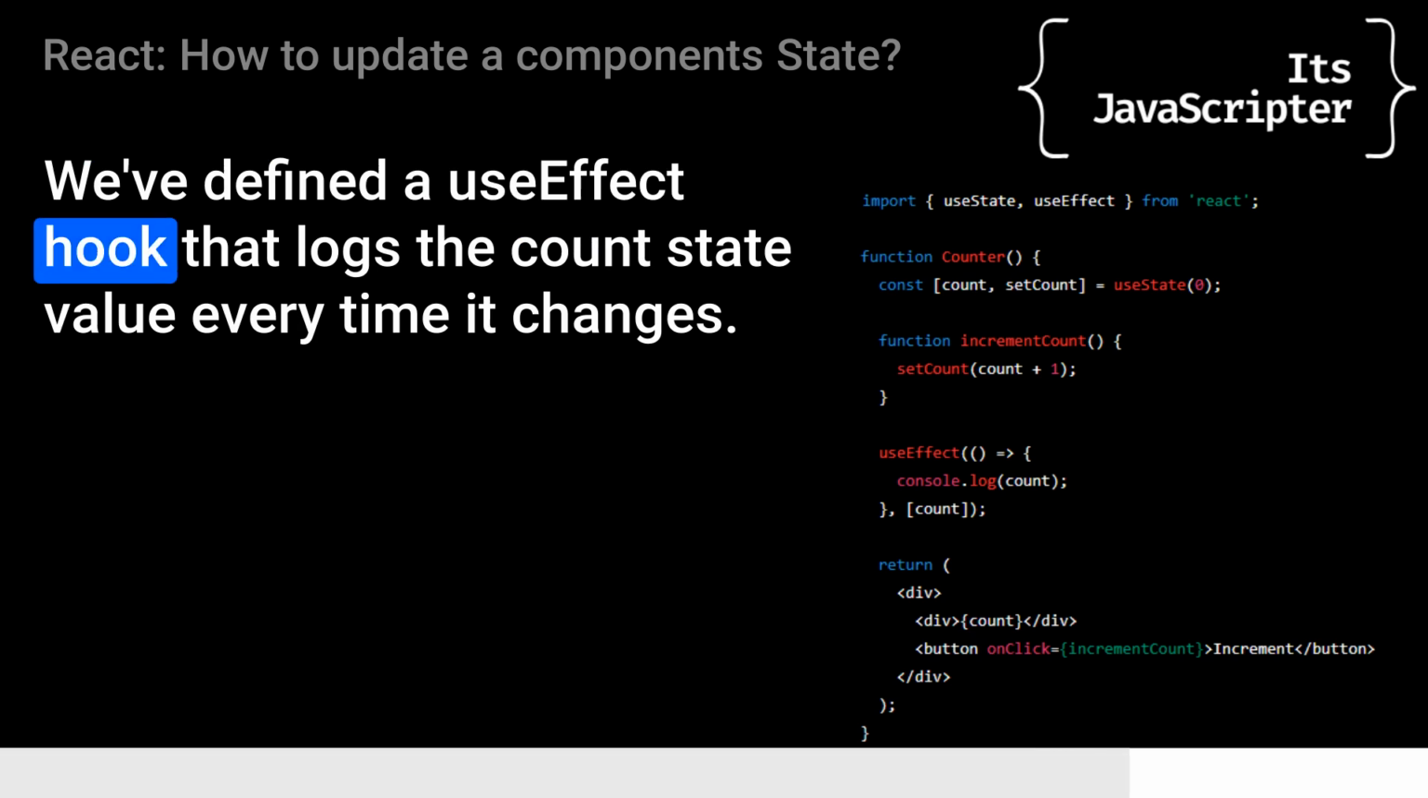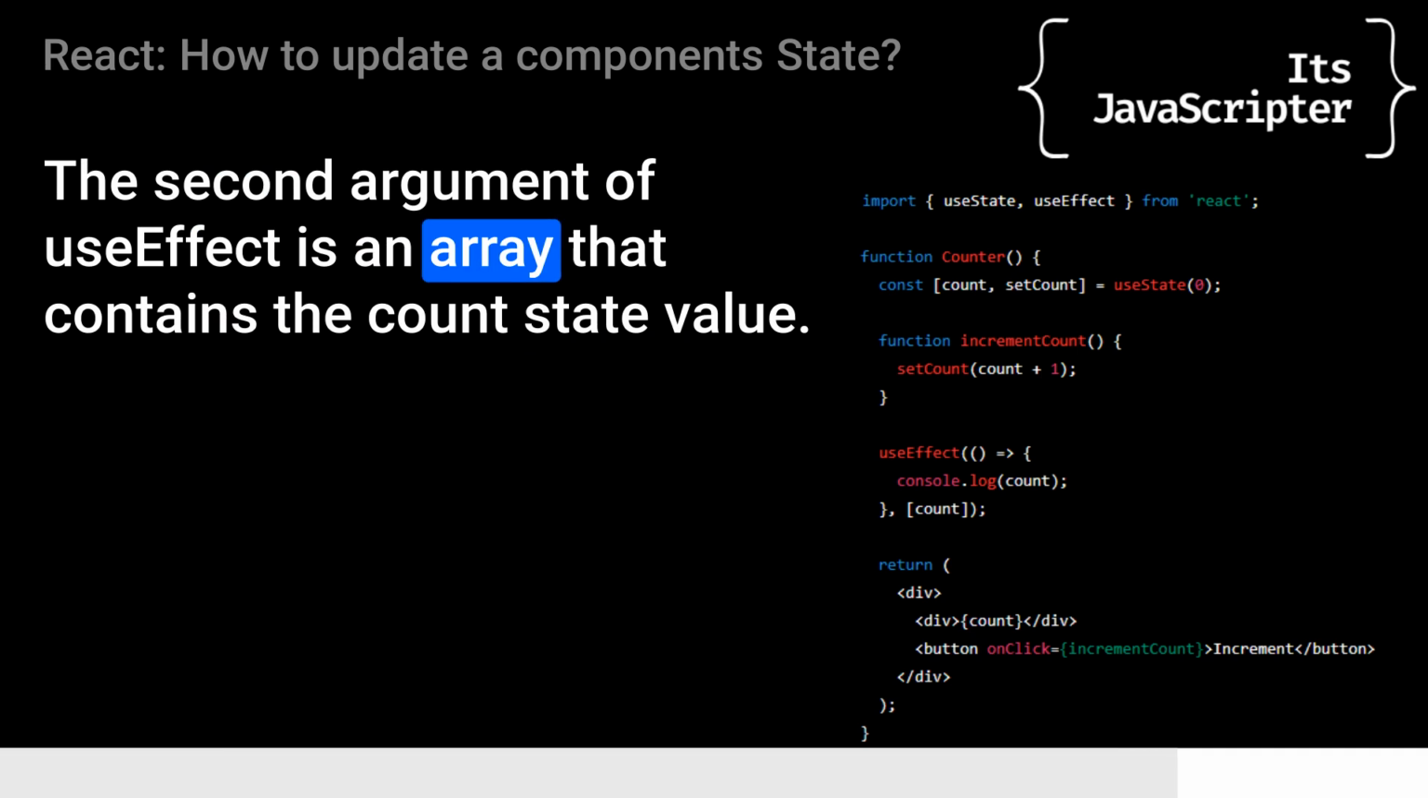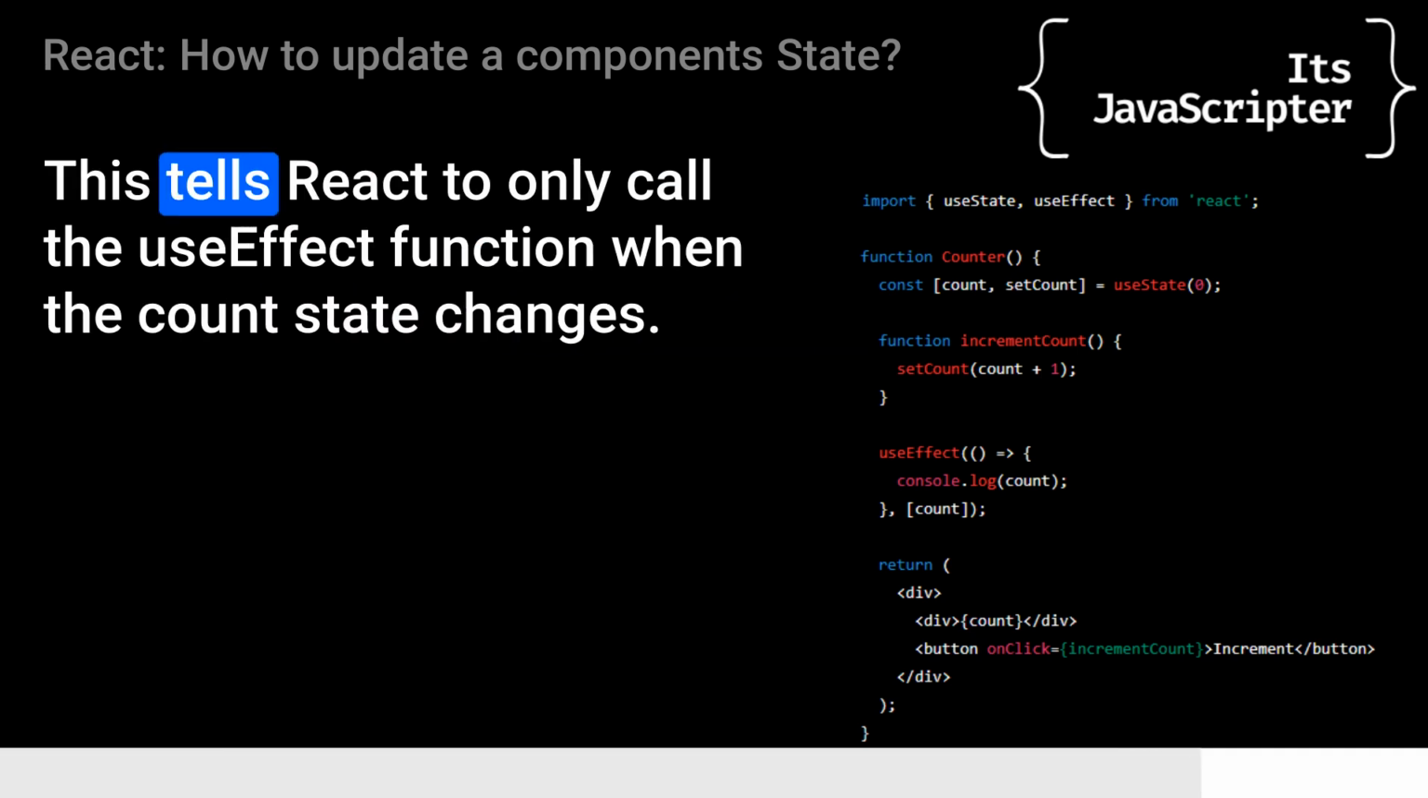We've defined a useEffect hook that logs the count state value every time it changes. The second argument of useEffect is an array that contains the count state value. This tells React to only call the useEffect function when the count state changes.